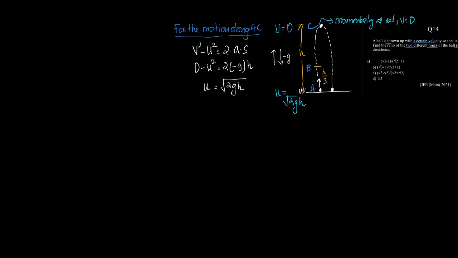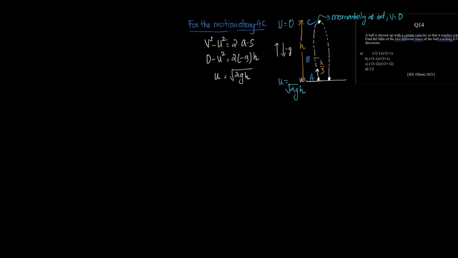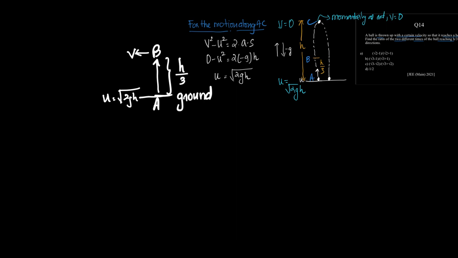Now let us consider the motion of the body only from the ground till the height h by 3. It is projected from the ground with the velocity u, where u is equal to root of 2gh. We are talking about motion from A to B with corresponding velocity being v, and the displacement now being h by 3.